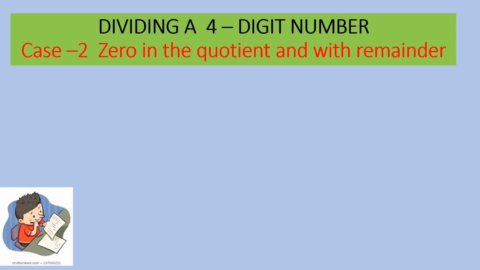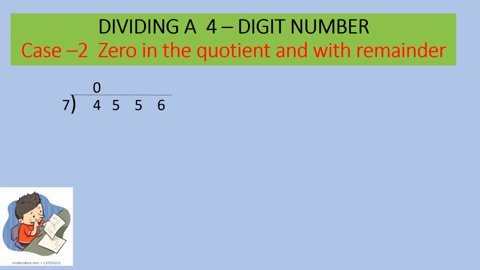Here you are going to learn when to put 0 in the quotient during long division. Let us take an example. 4556 you want to divide by 7. Now let us take 4. Can you distribute 4 chocolates for 7 children? No. Division is not possible. So you have to put 0.